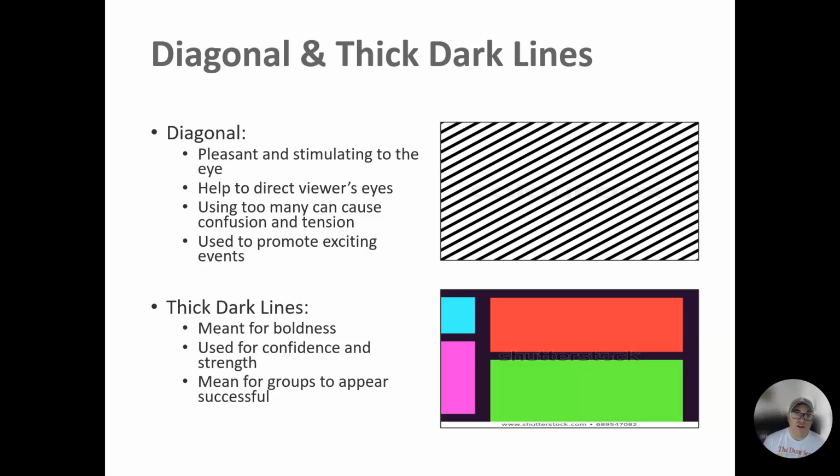Now, another group of lines that show confidence are thick, dark lines. They're meant for boldness, they're used for strength and development. They're also meant for groups to appear very successful. So we see these a lot on sporting events or concerts a lot of times. Or we tend to see a lot of thick, dark lines in politics. We tend to see that as well.